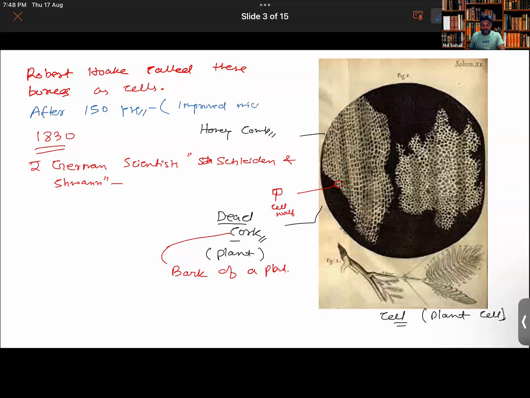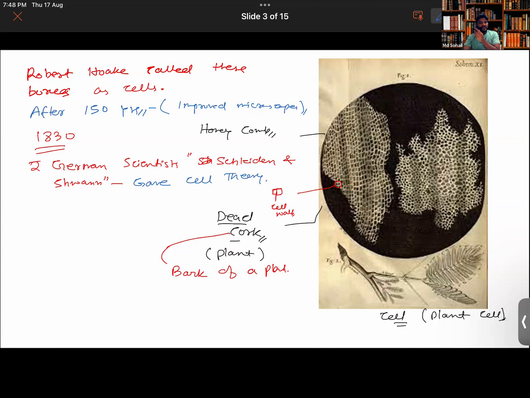Improved microscopes were developed almost 150 years after the cell was discovered by Robert Hooke. So these two German scientists gave us cell theory. Now, what does this cell theory basically say?